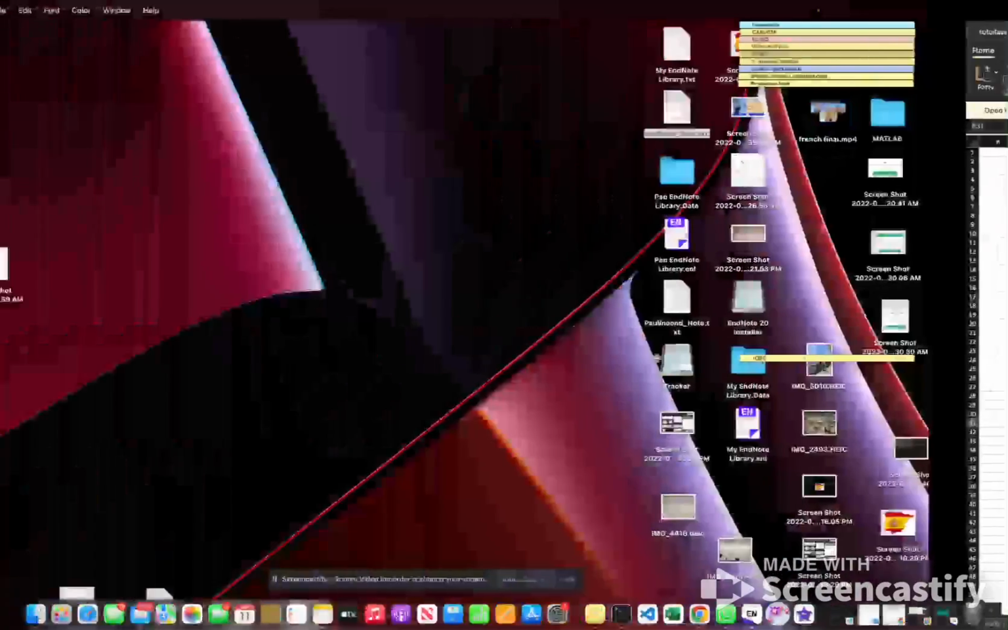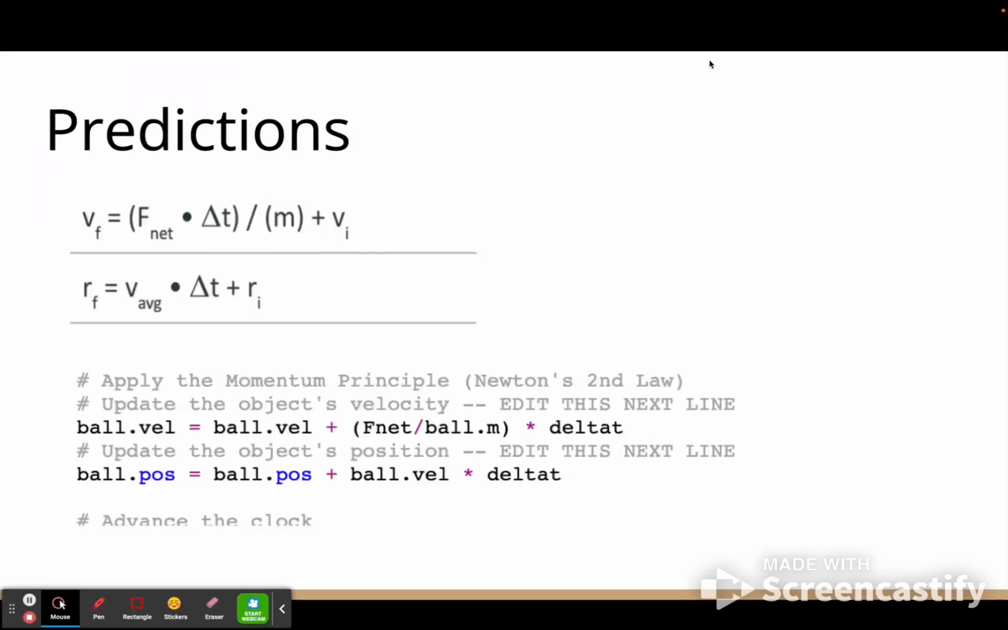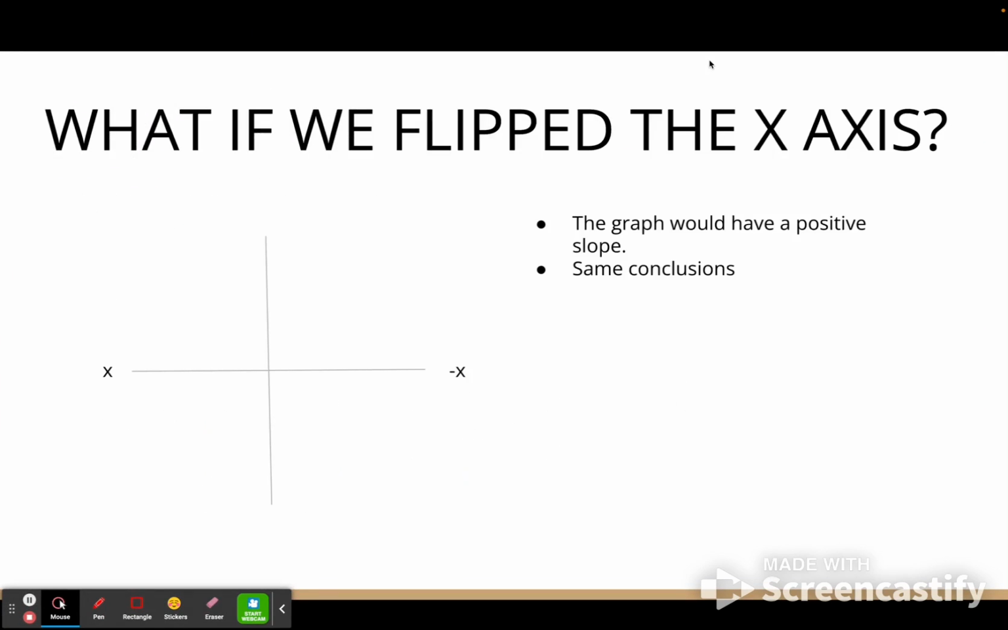We can wonder, what if we had flipped the x-axis? If we had flipped the x-axis, our conclusions would have remained the same. The main difference is that the slope would have been positive, and the direction would be positive, because we would be going towards the positive x-axis.